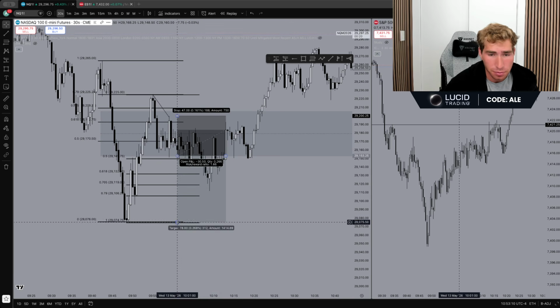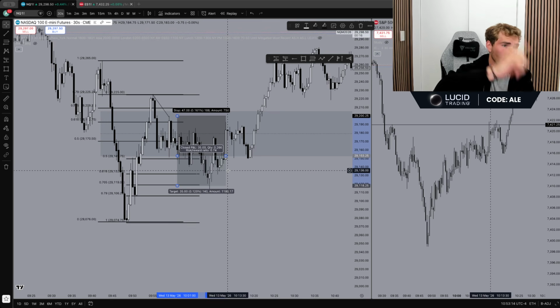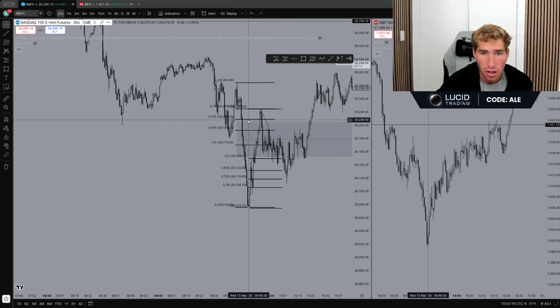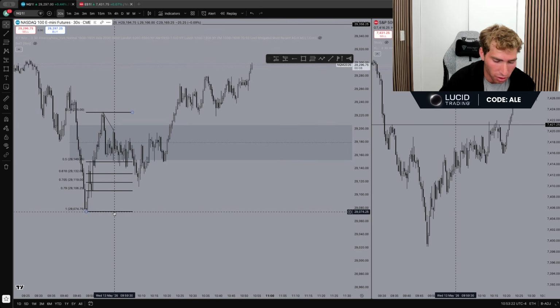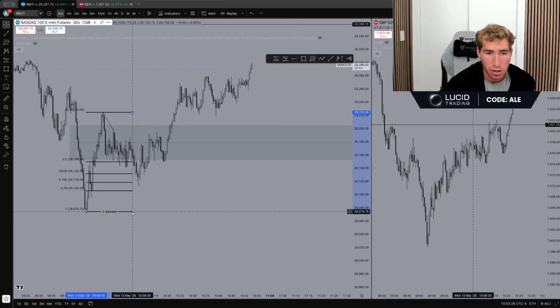I was up 35 points. I made 700 on this trade, and I lost 300 on the first trade. So I made like $450 on the day after everything. So pretty good, or whatever this is. How much? $462 on the day per account.